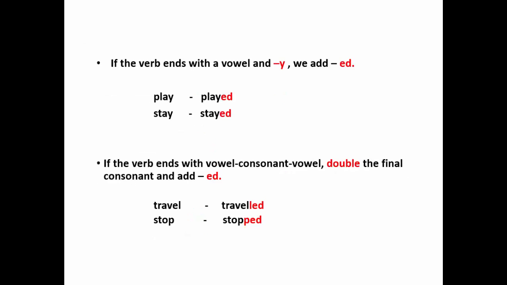Another spelling rule. If the verb ends with a vowel and Y, we add ED. Play, played, stay, stayed. If the verb ends with a vowel, consonant, vowel, double the final consonant and add ed. For example, travel, traveled, stop, stopped.